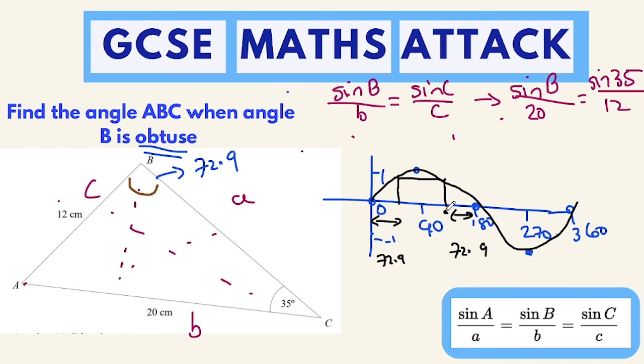Because you are interested in this angle. So over here, if I do 0 plus 72.9, you will reach here. If I do 180 take away 72.9, that will give you this angle, and it will be obtuse because it will be greater than 90 degrees. So we're going to do 180 take away 72.9, and if you subtract that, you should get 107. And that angle is obtuse.